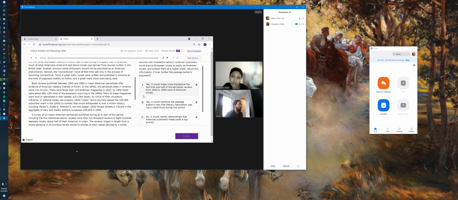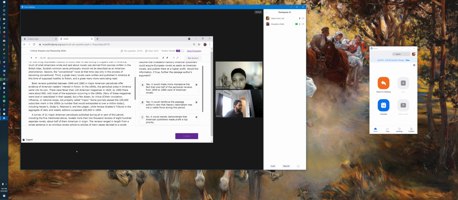So, "Yes, it would make more impressive the fact that one half of periodical reviews from 1840 to 1860 were of American novels." That doesn't really answer the question though, because it's not talking about European novels. Would that later part be a true statement? Because they did say that half of the ones that were published were American, right? If people make more money from publishing European novels, yet half of the ones that are published are American, it would make it more impressive, right? So the first part, the yes or no, I don't know yet. But the second part is kind of true, right? Okay, now let's look at the next one.